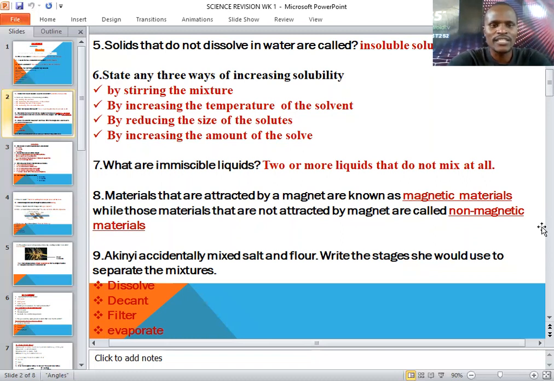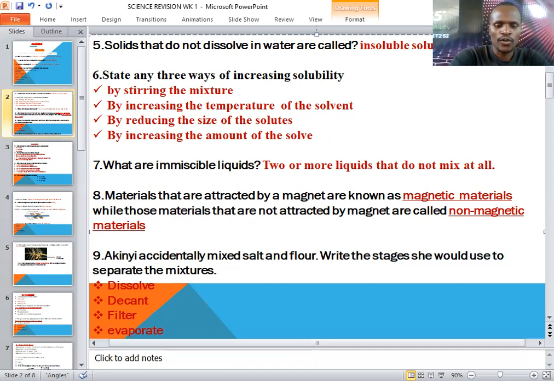Number three, by reducing the size of the solutes. For example, if sugar particles are very big, they will take time to dissolve. But if they're crushed into smaller sizes, then the rate at which it dissolves will also be higher. So if you want to increase the solubility of these solids, ensure that the particle sizes of this sugar or salt, any soluble solute, are reduced into smaller particles. Then lastly, we have by increasing the amount of solvent. Here it should be solvent.